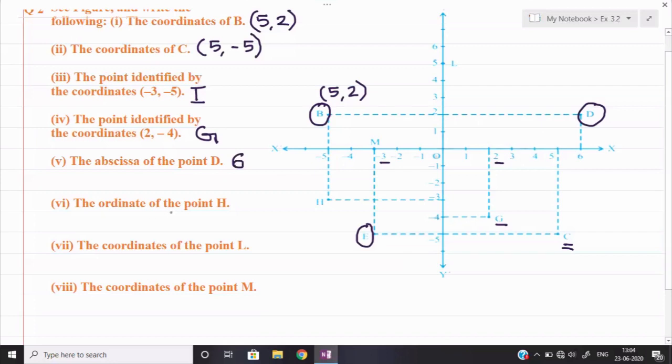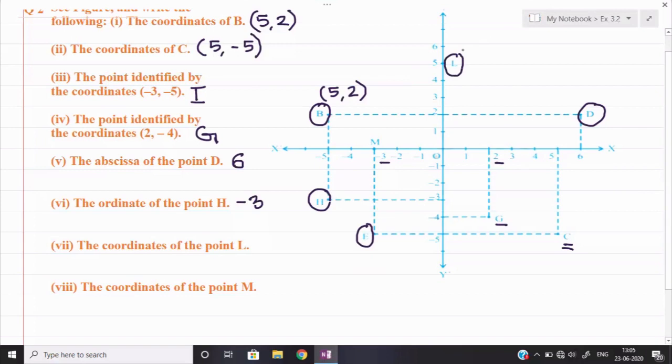Similarly, the ordinate of point H. Ordinate means they are asking for the y coordinate. Where is point H over here? See, this is your point H. Its y coordinate means vertical length. See, the vertical length is this one. This vertical length is equal to -3. So the ordinate will be -3. Similarly, they are asking for the coordinate of point L. So where is point L? We can search. Yes, L lies here. See, this is my point L. Okay, but now there is one twist in point L.